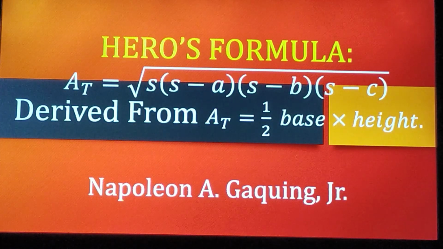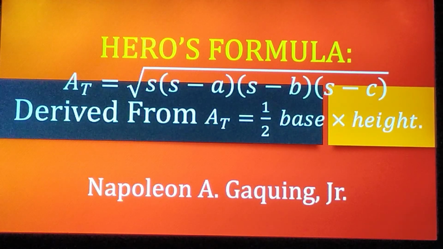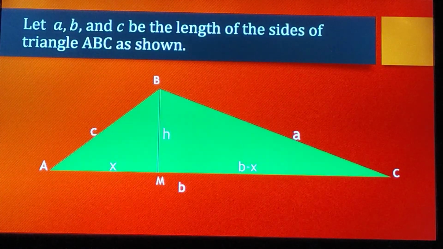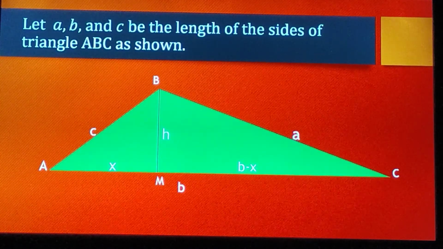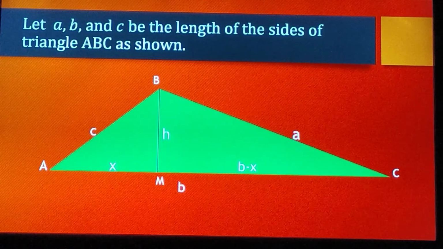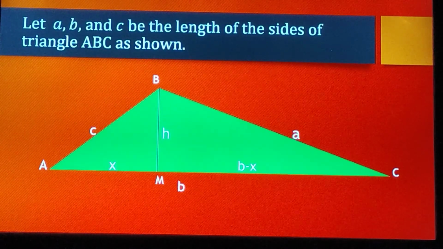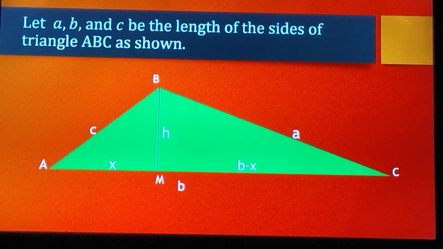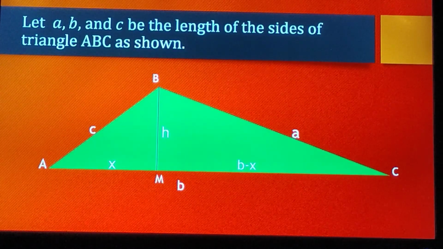So we will derive Hero's formula from the very familiar formula, 1/2 base times height. Let a, b, and c be the lengths of the sides of triangle ABC. From B, we drop a line perpendicular to AC and call this point of intersection M, and denote the distance AM by x and the distance MC by b minus x.